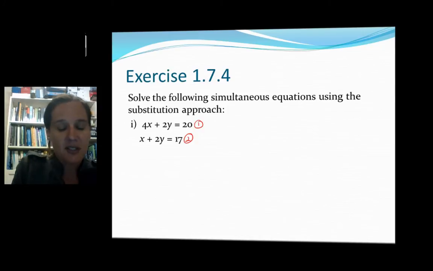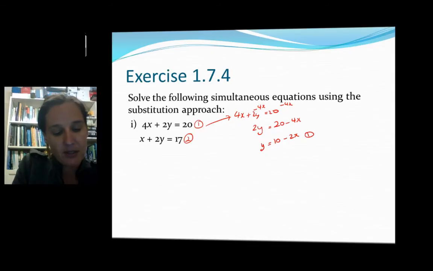But we could do it either way. So here we've got 4x plus 2y equals 20. If we subtract 4x from this side and subtract 4x from this side, we've got 2y is equal to 20 minus 4x. We can divide it all by 2 and we can say y is equal to 10 minus 2x. And so now that's our equation 1.